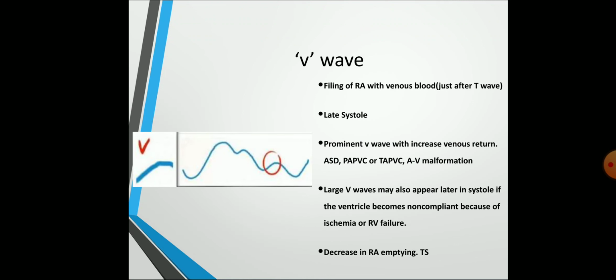Now the V wave is because of the filling of the right atrium with venous blood. It is seen in late systole, and a prominent V wave is seen in the case of ASD. Large V waves may also appear late in systole when the ventricle becomes non-compliant in the case of right ventricular failure.